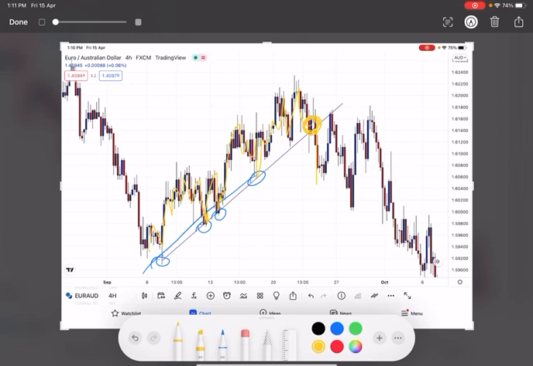What do we do? We wait for the pullback. Price goes slowly sideways up. And if you notice, you have your SBR, your resistance area over here, which is a confluence with your trend line, and you expect the price to move down. This would be your first entry, and then this would be your second entry down.